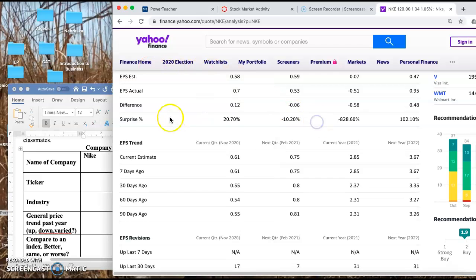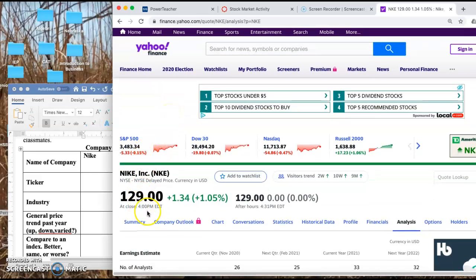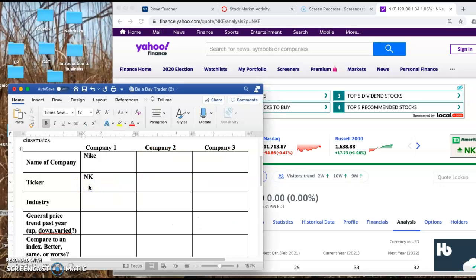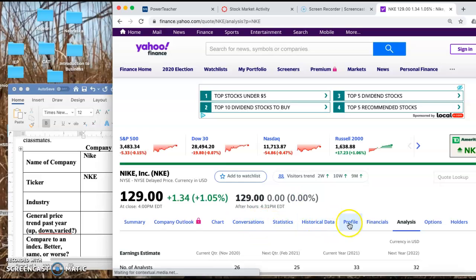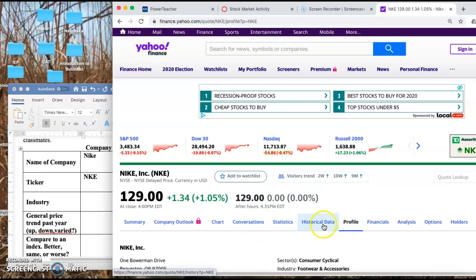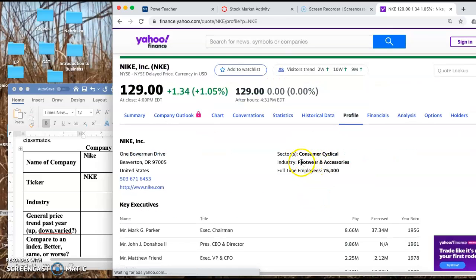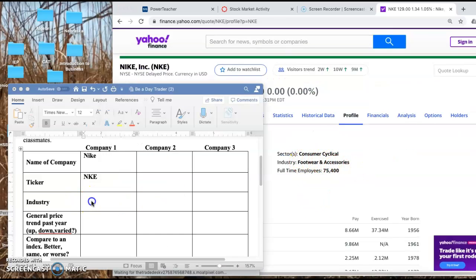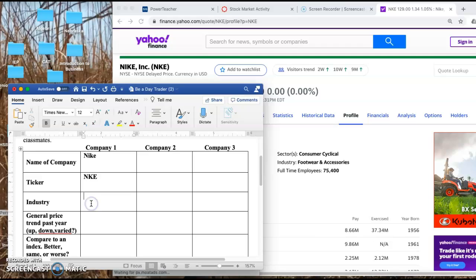All right, so I'm going to go back. Found out the ticker symbol is NKE, so I'm going to type that here. My industry, again, if I go here under profile, it is officially footwear and accessories. So I would type that here.